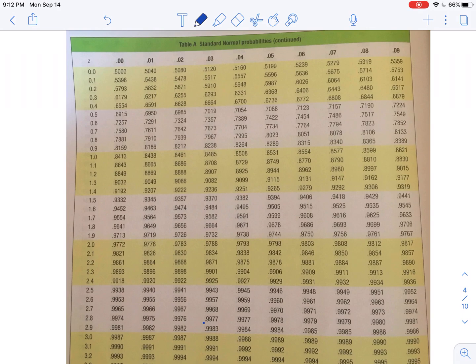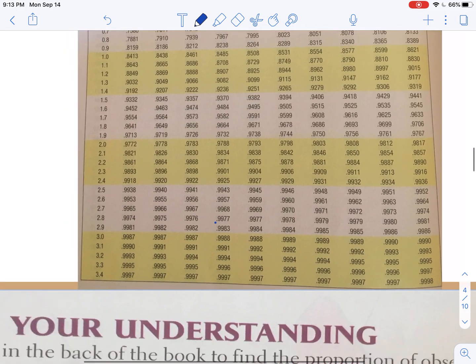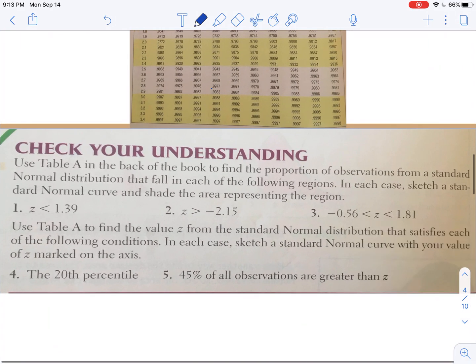I did not also include the negative side of table A. This allows me to go through and use any z-score to find the proportion. And I think that this is going to be easiest to explain if I go right into examples. So let's look at the examples here.